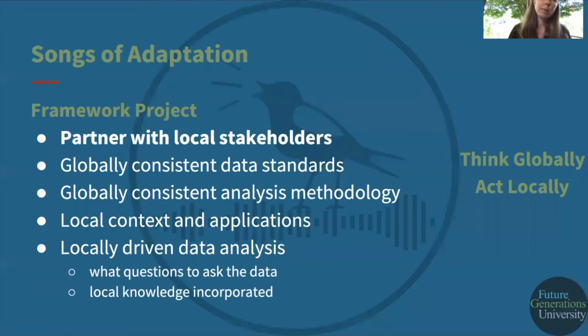So this Songs of Adaptation project we view as kind of a framework. We partner with local stakeholders and have globally consistent data standards and data analysis methodology, but it's very important that those be put in local context for local applications, and that the questions that we ask of the data are locally driven.